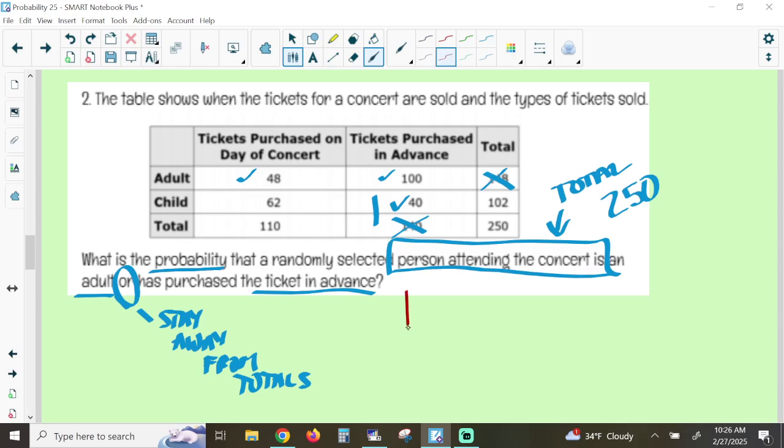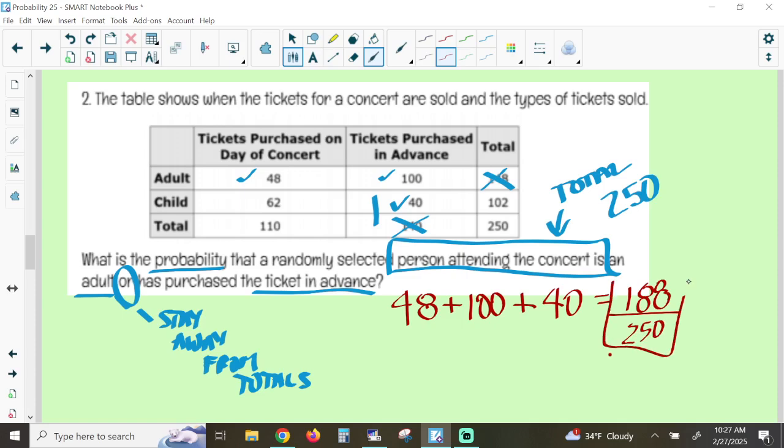I need this 48 plus this 100 plus this 40. What do I get? 188, and we already decided what was our total. 250. And we want a probability, so that's okay to leave it like that. You could also simplify that or change it to a decimal if it's pretty. Is it pretty? Yeah?